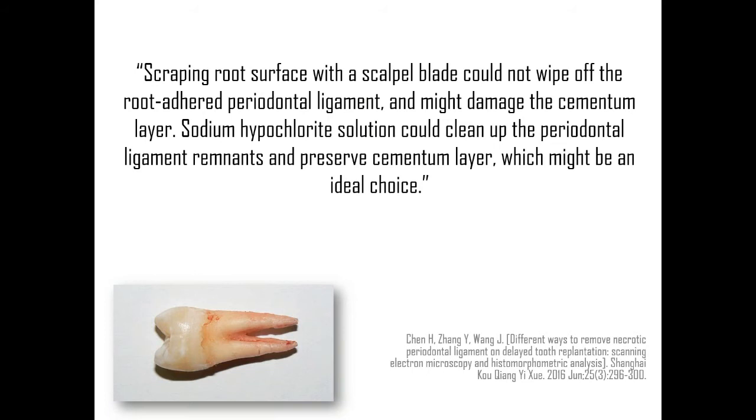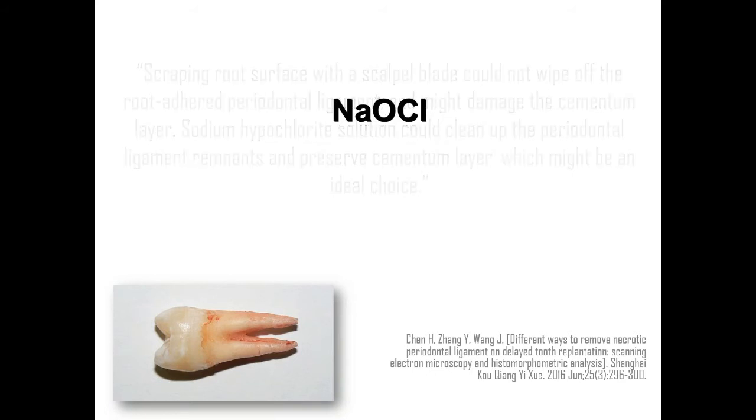Sodium hypochlorite solution had the ability to clean up the periodontal ligament remnants, but it preserved the cementum layer at the same time. So they really determined that this might be the ideal choice of how you would treat this tooth before you would replant it, if somebody avulsed a permanent tooth and you were trying to replant it. So I thought that was interesting. I'd never really considered using sodium hypochlorite in this situation, but it looks like the best of all of the alternatives.